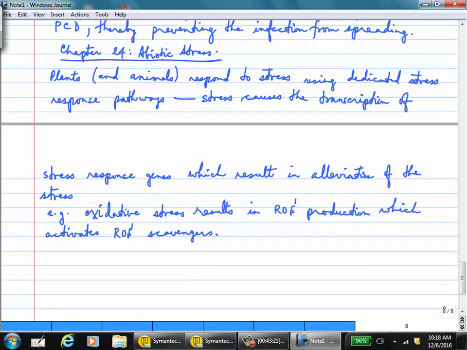For example, superoxide dismutase, and there are others too, right, that will basically defang these ROS molecules before they can do any harm, right?